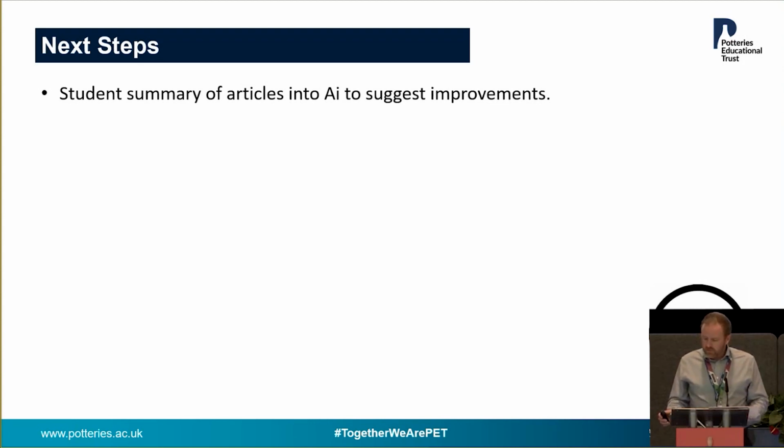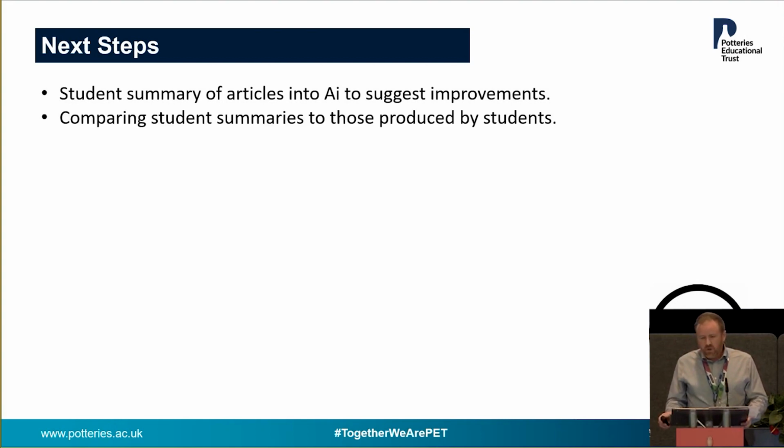So our next steps, we're going to look at producing some student summaries of articles, and we're going to put them into AI and get them to suggest improvements. We're going to compare some student summaries that have been created to those produced.